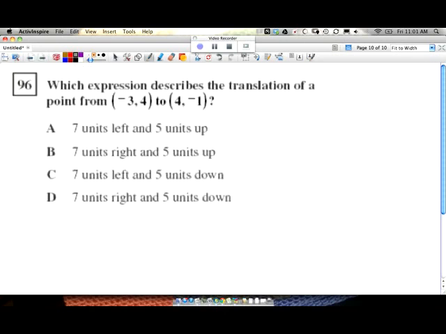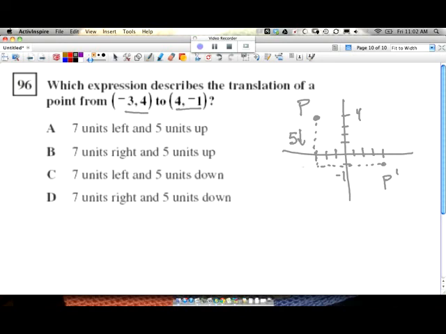All right, next. The expression describes a translation from here to here. All right, well, let's look at this visually because pictures really help. -3, 4. 1, 2, 3, 4. So there's the first point. Let's call this P. And then 4, -1. So we're going 1, 2, 3, 4, and -1 down here. So here's P prime. And what we're really looking for is what's the translation to get from one point to the next. Okay, so we start up here at 4. We go down to -1. So that's 4 on top, 1 on bottom. That's going to be 5 down.